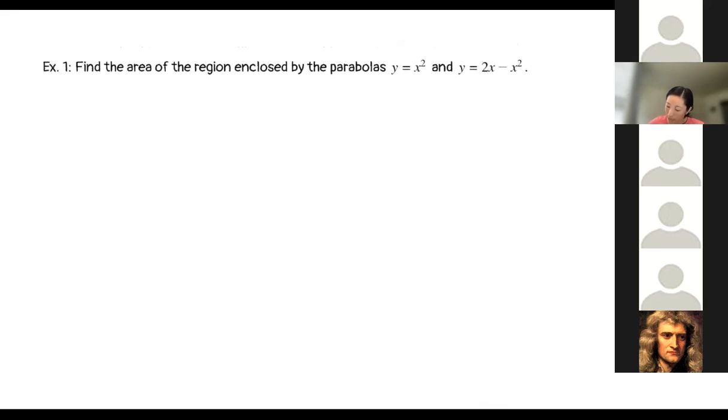Example 1 says, find the area of the region enclosed by the parabolas y equals x squared and y equals 2x minus x squared. Now, I bet we all know what y equals x squared looks like. Okay, I bet we all know what that looks like. I'm wondering if you can tell me in relation to that, what is sort of similar or different about the second y equation?